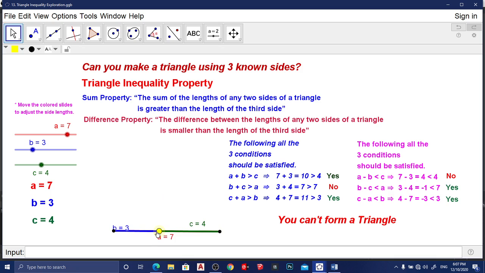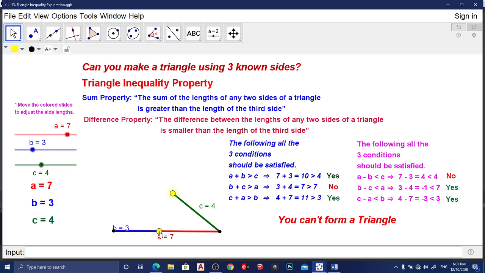They will coincide like this. We cannot form a triangle, we can only form a straight line like this. 3 plus 4 is 7, so it is exactly equal to the length of the third side, which is 7. So you cannot form a triangle, you can form a straight line only by using this. That's why you cannot form a triangle.